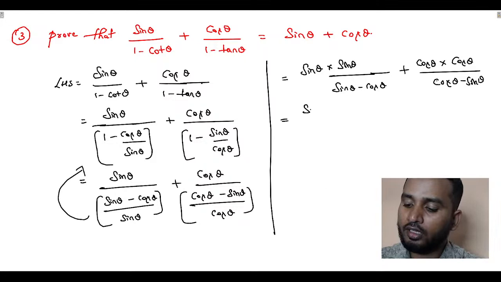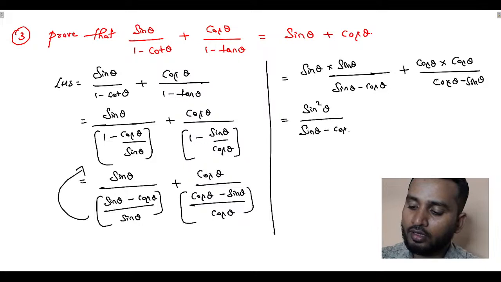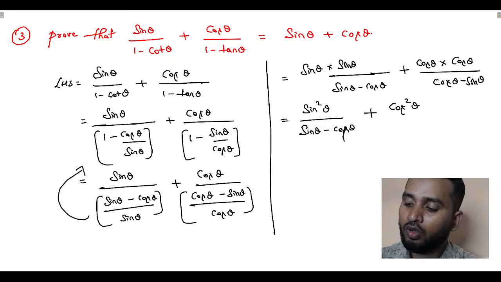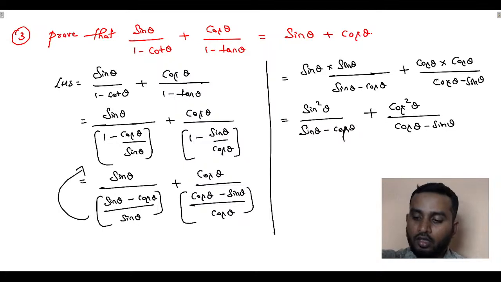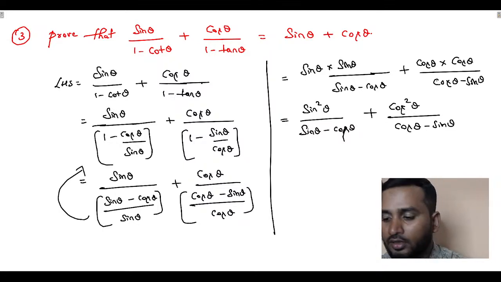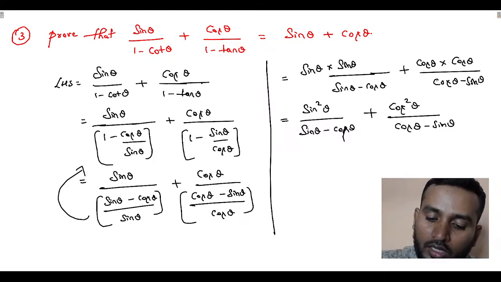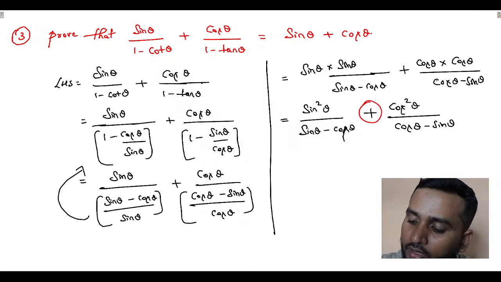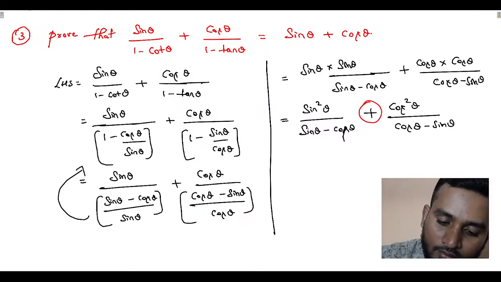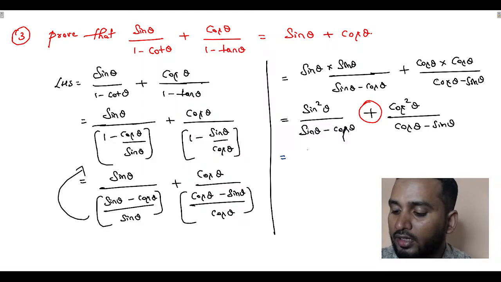Now, sin theta into sin theta, that is sin square theta divided by sin theta minus cos theta, plus cos theta into cos theta, cos square theta by cos theta minus sin theta. Now, as you can see the denominators, here it is sin theta minus cos theta, but here it is cos theta minus sin theta. Now, I want to change this cos theta minus sin theta as sin theta minus cos theta. So, what I will do, this is a very important step.